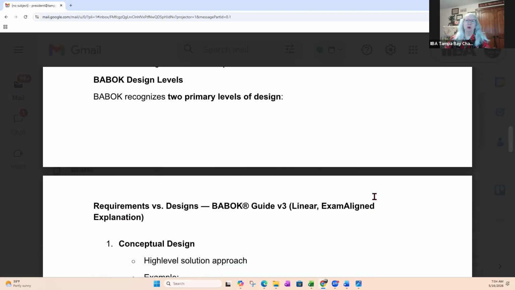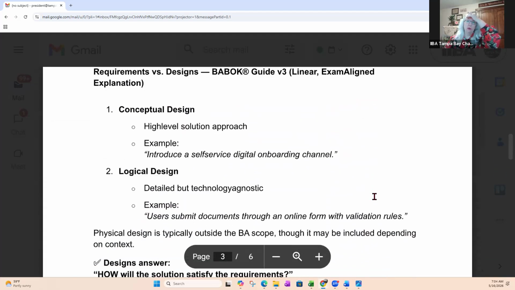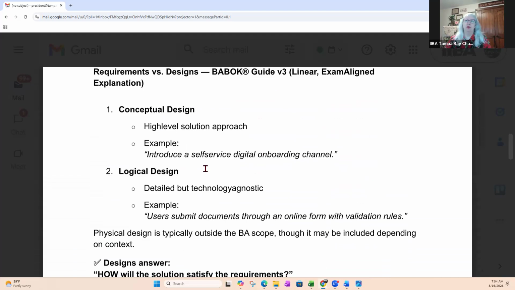BABOK recognizes two primary levels of designs. You've got your conceptual designs, which are high level, for example, introduce a self-service digital onboarding channel, and then your logical designs. They're detailed, but they're technology agnostic, which means we don't tell them you're going to implement this in SharePoint. You're going to give us a database. They get to design that. An example of that is users submit documents through an online form with validation rules. We don't tell them how they will submit it. We just tell them they will do this.